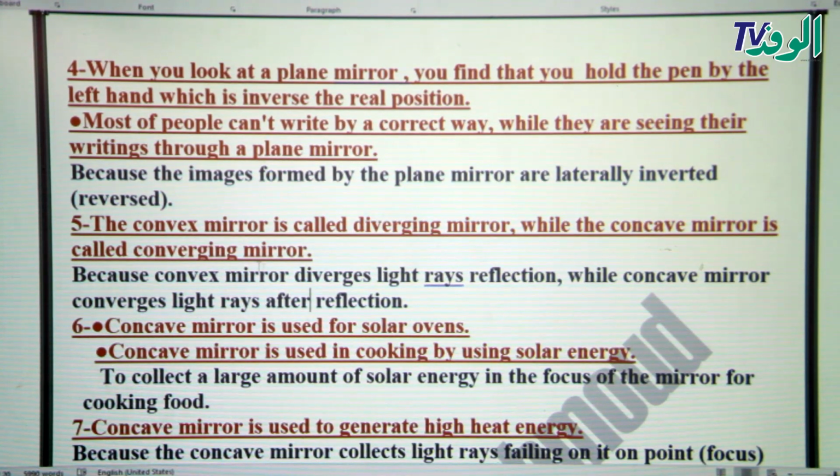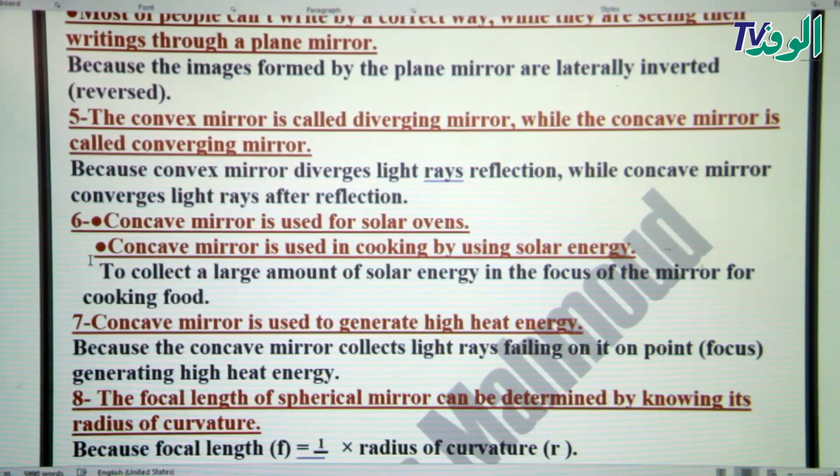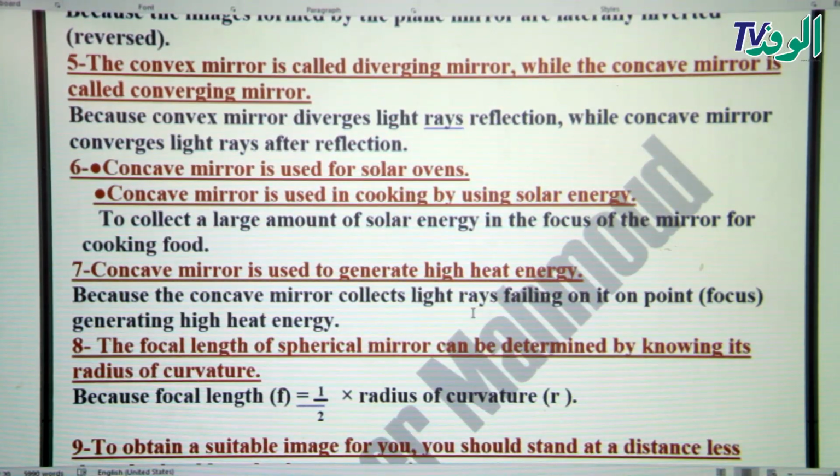The convex mirror is called a diverging mirror, while the concave mirror is called a converging mirror. Why? Because the convex mirror diverges the light rays after reflection, while the concave mirror converges the light rays after reflection. The concave mirror is used for solar ovens, or in cooking by using solar energy, to collect a large amount of solar energy in the focus of the mirror for cooking food.